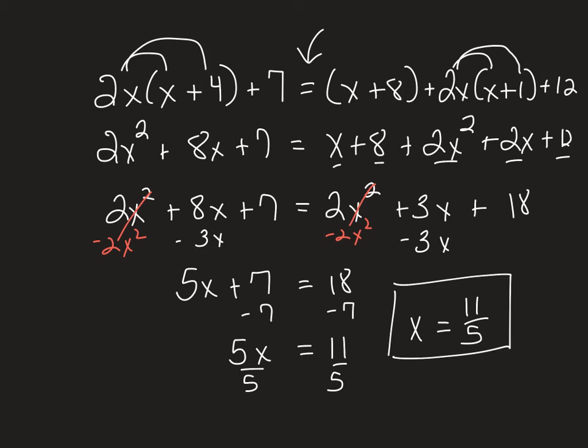I hope some of you caught what I did here. I have to go back and correct myself. 8 plus 12 is 20. So if I subtract 7 from 20, I get 13/5. So x equals 13/5. And if you caught that, yay for you. I simply did not add those two correctly.